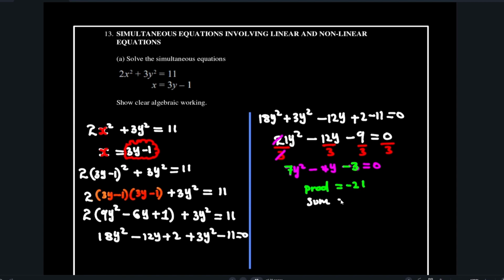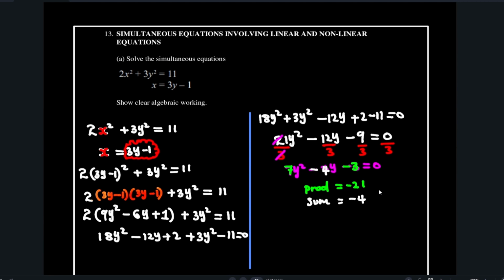We need two numbers whose product is negative 21. How did we get negative 21? You obtain it by multiplying the coefficient of the first term times the last constant, which is negative 3. So 7 times negative 3 is negative 21. And the sum is going to be negative 4. Negative 4, I obtained it from there.